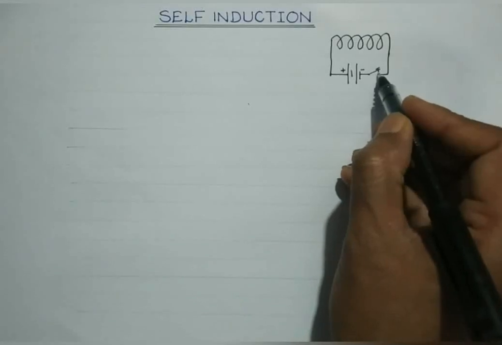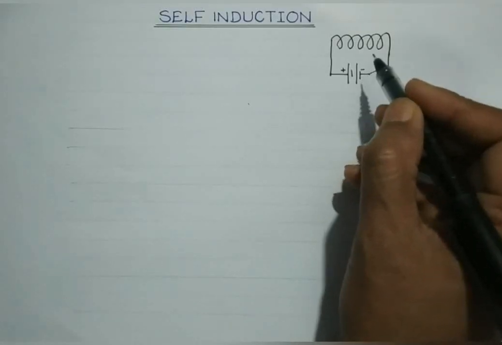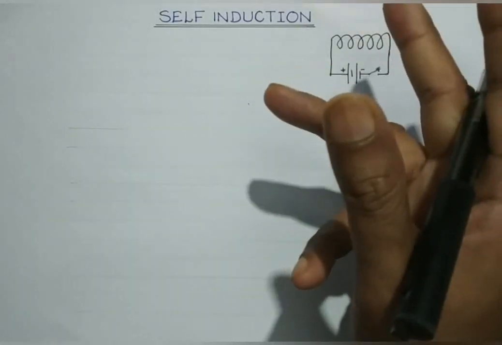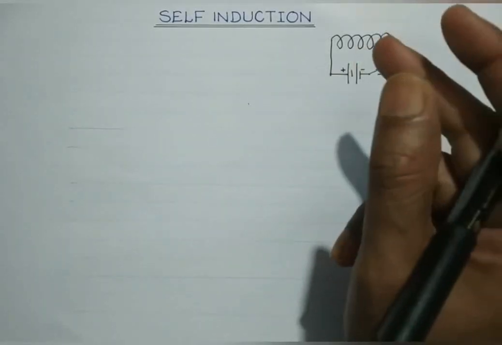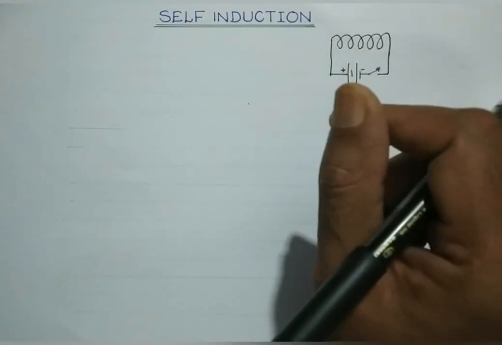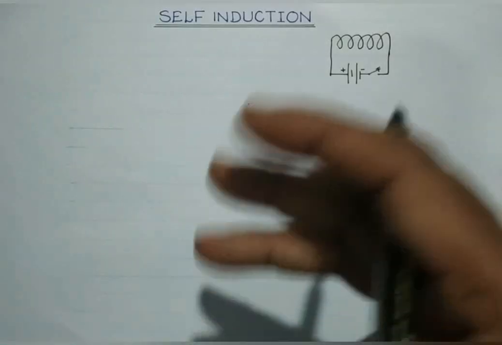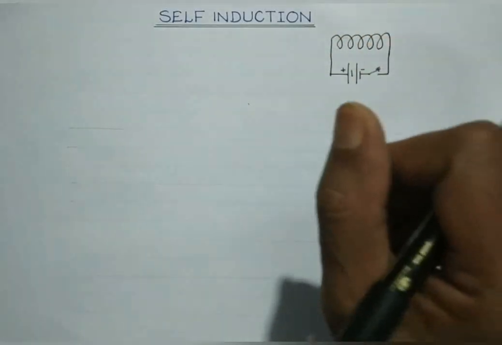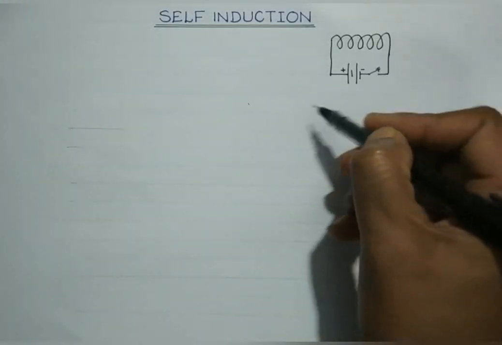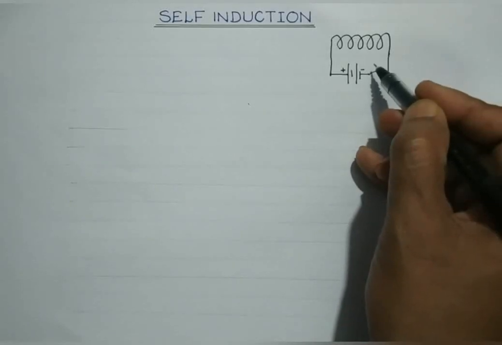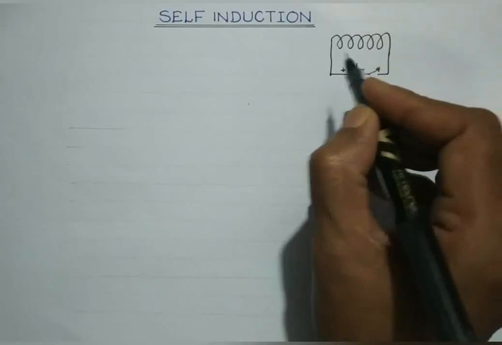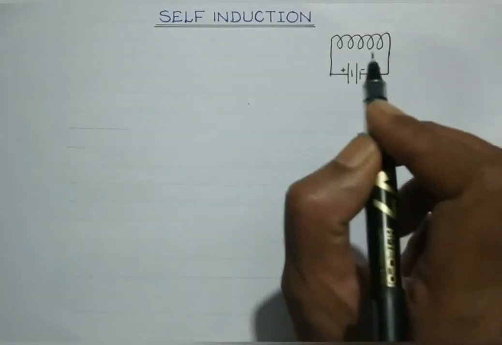Now students, when the tapping key is released, the current in the circuit starts decaying. It starts decreasing. As a result, the magnetic field lines linked with the coil will also start decreasing. Therefore, the induced current or induced EMF produced in the coil opposes the decay of current in the circuit because of its opposing nature. Thus, we find that when the key is closed, that is during the growth of current, and when the key is released, that is during the decay of current, in both cases an opposing induced EMF or induced current is produced in the coil.